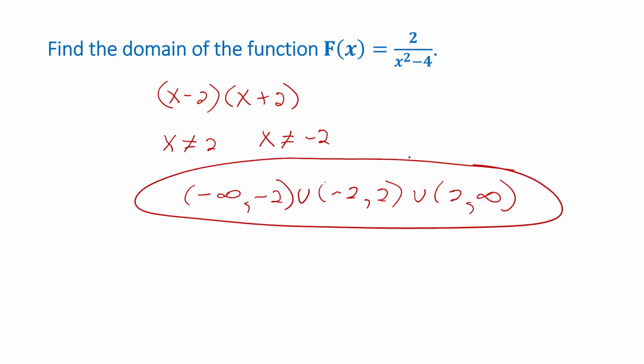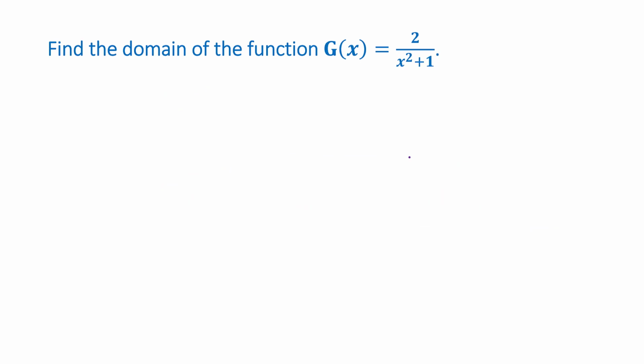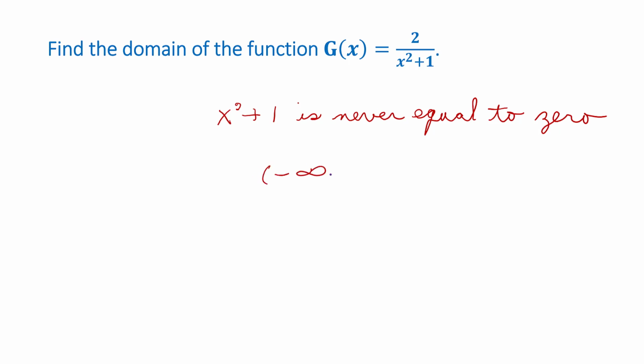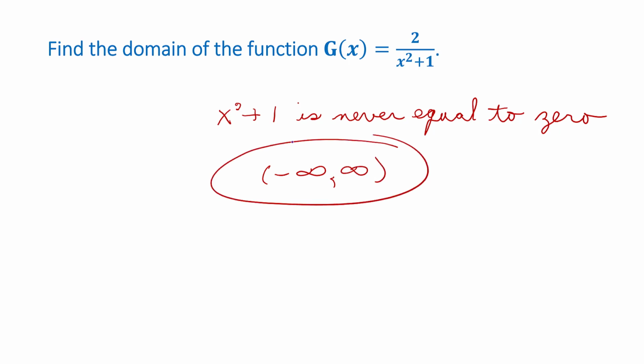Now we have a similar looking function, capital G of x, 2 over x squared plus 1. If you look at x squared plus 1, there's actually no value of x you can put in here where you're going to get 0. So x squared plus 1 is never equal to 0. No value of x is going to make it that way. So if there's no value of x that makes x squared plus 1 equal to 0, this function is actually defined for all real numbers. So the domain here would be negative infinity to infinity, and we're done.